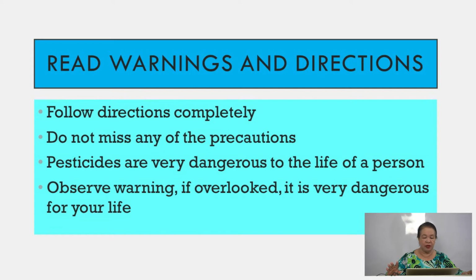Why? Because it's very dangerous. Pesticides are very dangerous to the life of a person. It will mean loss of life. Observe warning. If overlooked, it is very dangerous for your life. That's why these pesticides are poisons. They will kill the pests and insects in our plants. But there is also danger that it will kill human life and also our pet animals.